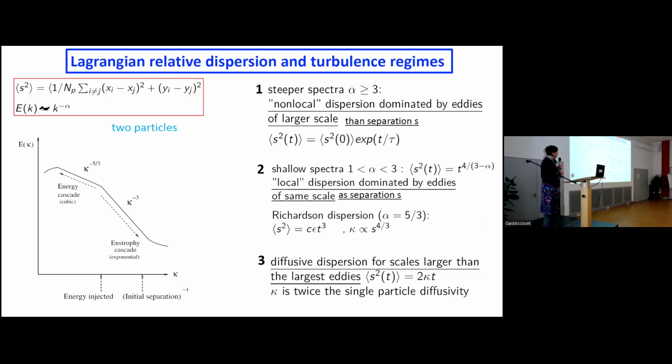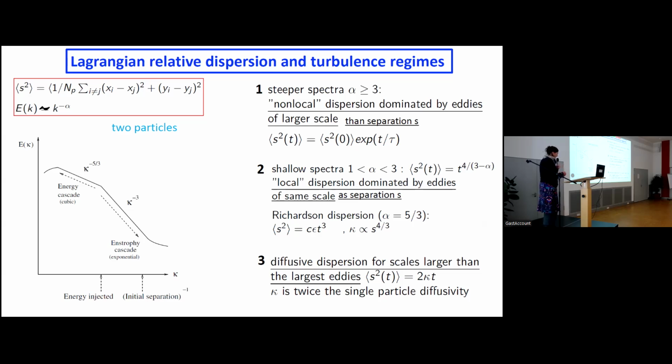Then for shallower spectra, you get the so-called local dispersion, which would be dominated by eddies of the same scale as the separation. And then you get the famous Richardson dispersion regime, where the mean square displacement grows cubically with time when your underlying spectrum has a slope of -5/3. And later on, you have diffusive dispersion for scales larger than the largest eddies.